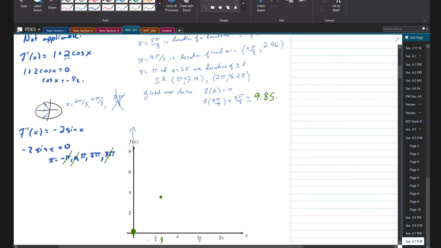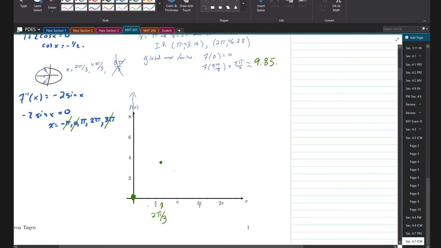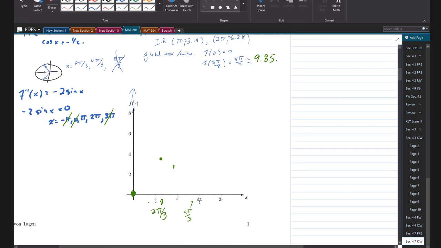Pi, as an inflection point, gave us out pi, which is about 3.14. Right about there. And then 4 pi over 3 is right about here. There's 4 pi over 3. And that gave us 2.46 approximately. So right about there. Up a little bit higher there, maybe.